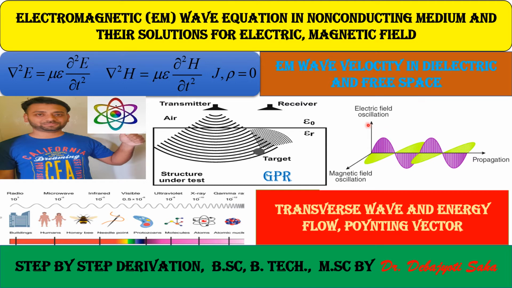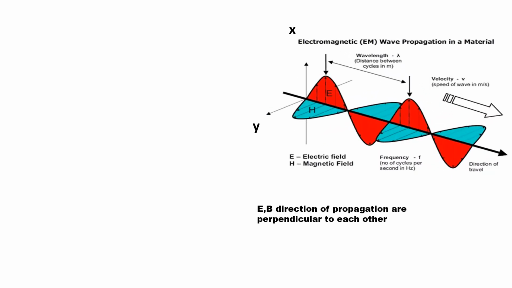And we'll show the whole electromagnetic spectrum, its usage, and its practical usage in geophysical applications, the wavelength ranges and the frequency ranges, and the origin of that electromagnetic spectrum. And we'll talk briefly about the energy flow of the electromagnetic wave and the significance of the Poynting vector. So let's start with the electromagnetic wave.